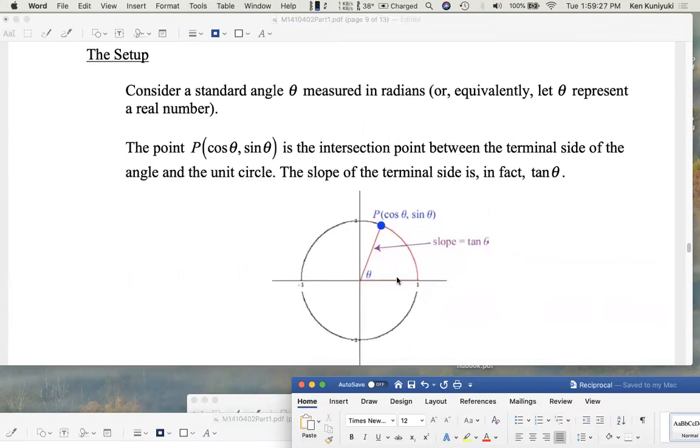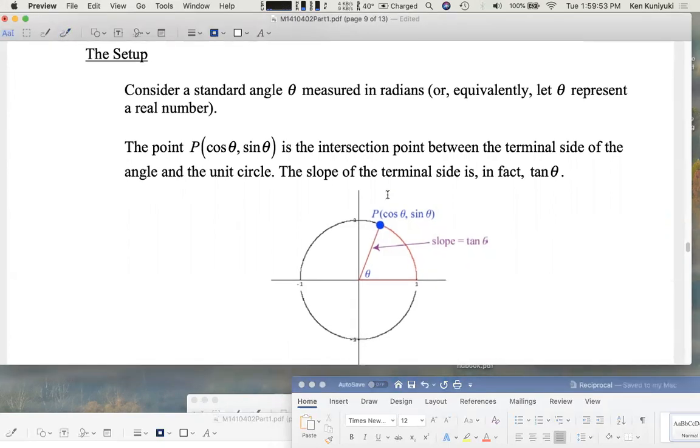Consider an angle in standard position, meaning that the initial side is on the positive x-axis. Here's our angle theta. Now the terminal side intersects the unit circle here at a point. This here is the unit circle centered at the origin. Now this point of intersection, it's very convenient. The x-coordinate of this point gives the cosine of the angle, and the y-coordinate gives the sine of the angle.